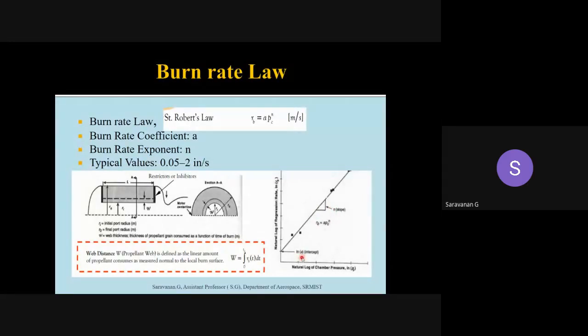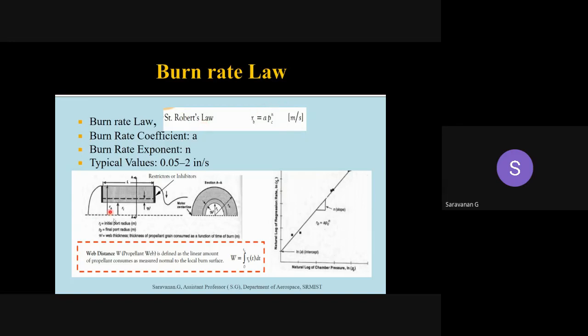The intercept, ln of a, gives the idea about the value of a. The slope gives the idea about the slope n of that equation, or the relation of regression rate with respect to different pressures. If you are burning a propellant at different pressures, we can achieve different regression rates. From that we can identify how the equation varies: whenever the pressure increases, the regression rate or burn rate also increases.